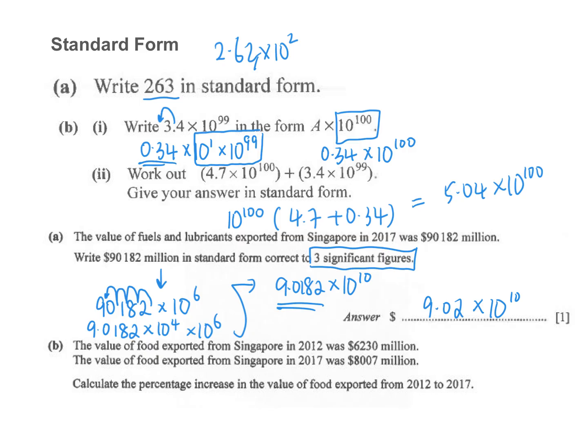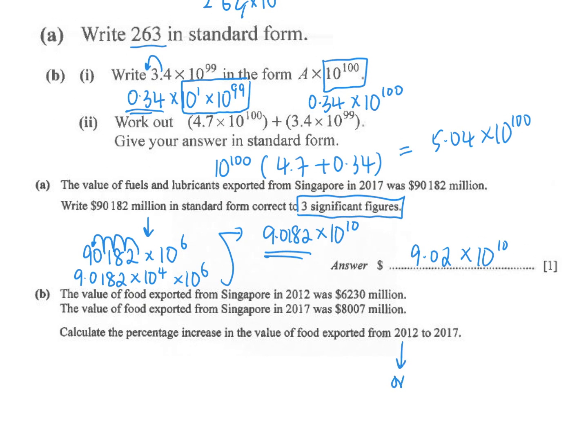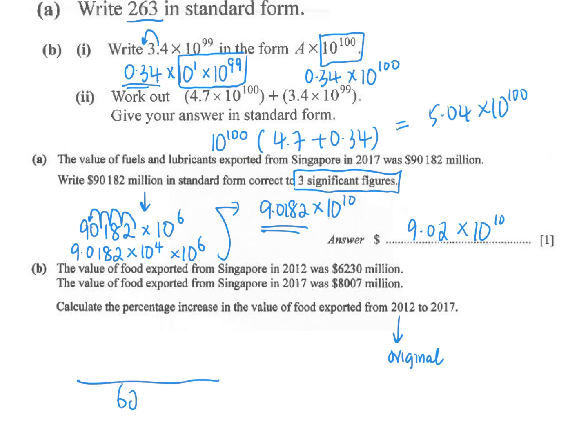Okay, then this kind, right? Percentage increase in the value exported from 2012 to 2017. This is the original. So original always at the bottom. 6230 is the original at the bottom. The increase, you take the difference between these two. Then you times 100%. That's all. So remember the formula: increase over original times 100%, decrease over original times 100%. So this is the typical one. I'm trying to secure your numbers component, which is like 11% of your paper.